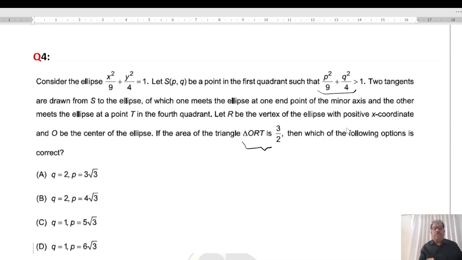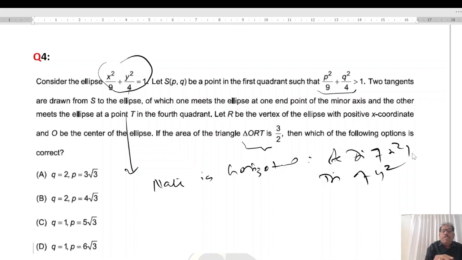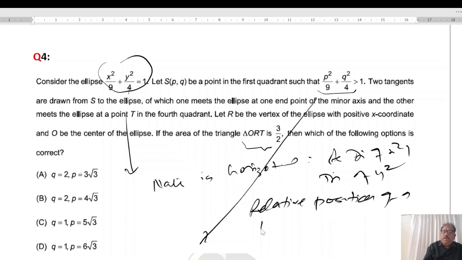Right? Now, first of all, the nature of the ellipse is horizontal, as the denominator of x square is greater than the denominator of y square. If the denominator of y square is greater, then it is vertical, like this, right? Now, the meaning of this is the relative position of a point with respect to a curve. In this case, it is an ellipse, right?